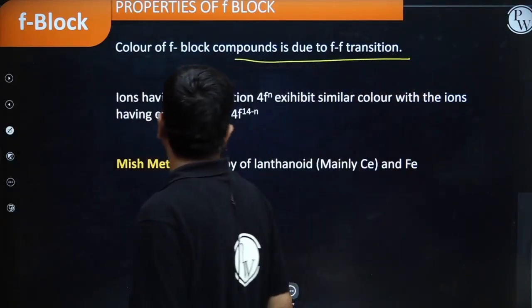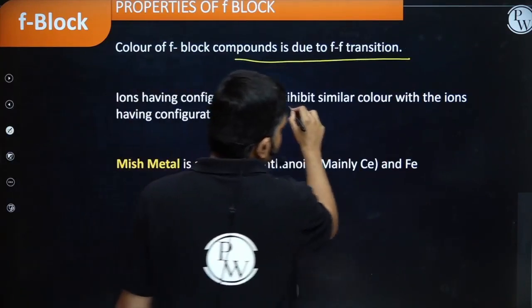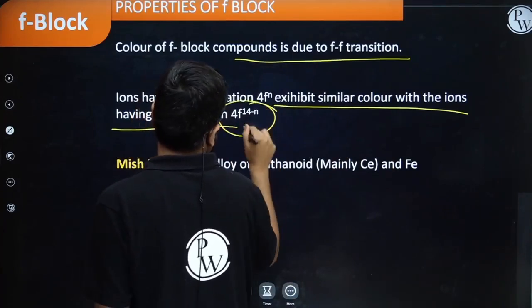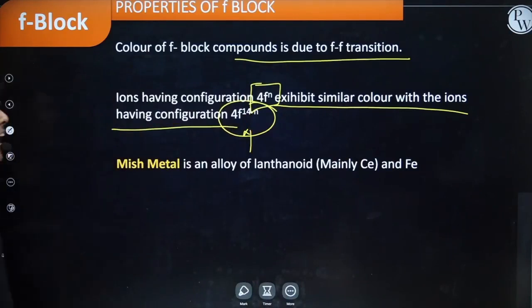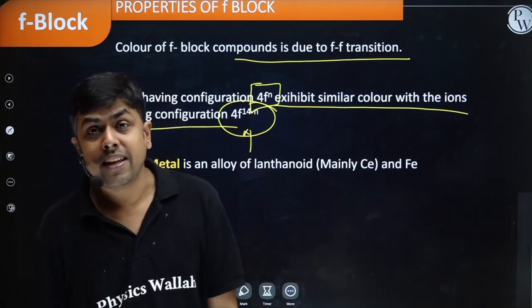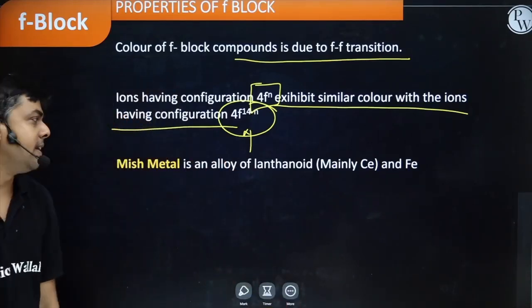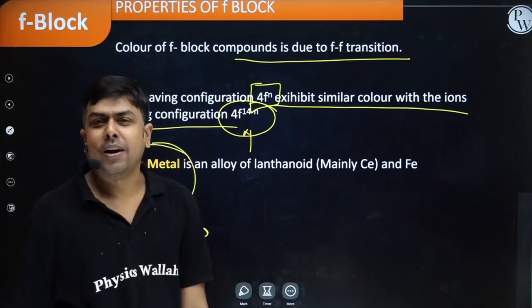Am I clear? Okay, ions having configuration 4f^n exhibit similar color with the ions having configuration 4f^(14-n). This one is important. Okay, students, the alloy of lanthanides with iron and some amount of sulfur is basically referred to as mischmetal. This one is also important.